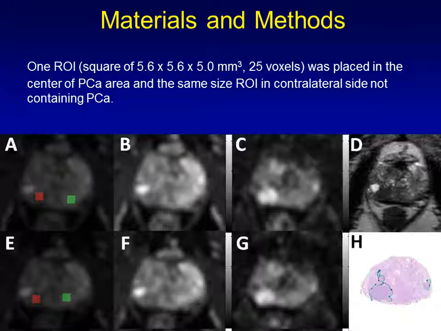The analyses were performed at region of interest level. A square-shaped ROI of 25 voxels, which is the size of 5.6 times 5.6 times 5 millimeters, was placed in the center of the prostate cancer area, and then the same size ROI in the contralateral zone not containing prostate cancer. The first row is the first repetition, the second row is the second repetition. B and F are b0, C and G are b2000, while the last image, H, is a whole-mount prostate section where cancer is outlined in green.